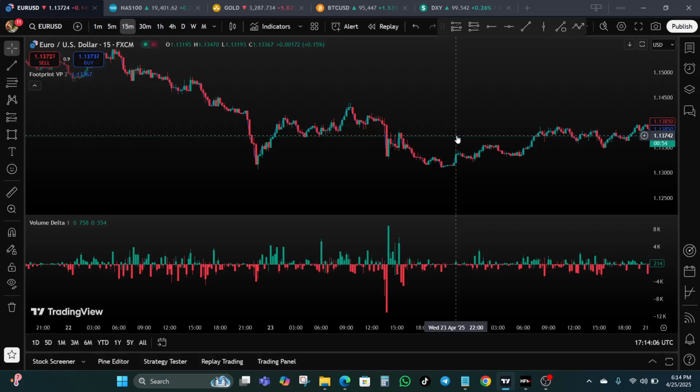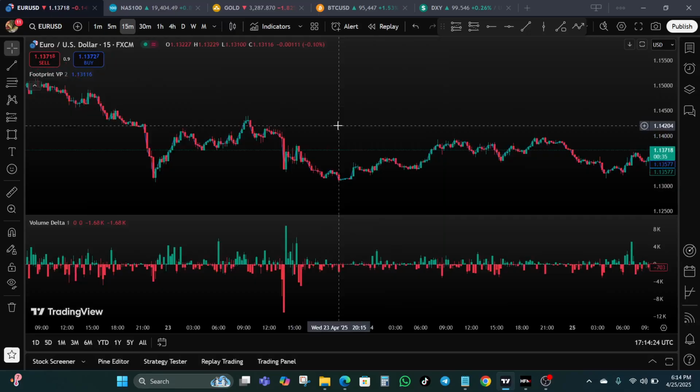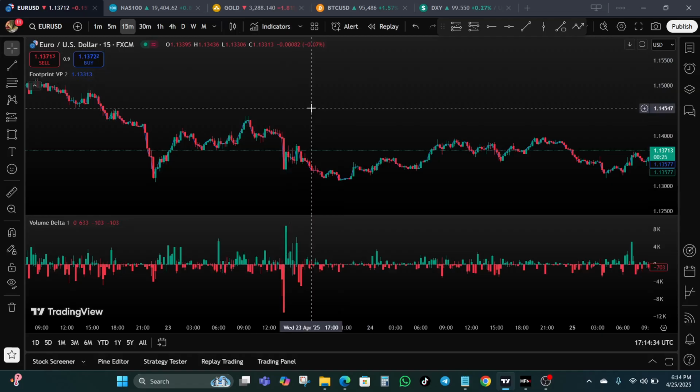You can also pay attention to order book imbalances, where supply and demand pressure build up, and absorption, when big players absorb market orders without letting price move. Imagine watching buyers stack up, hitting the ask again and again, but the price does not budge. That is not random. That is absorption, and it's a huge clue that a reversal might be around the corner.